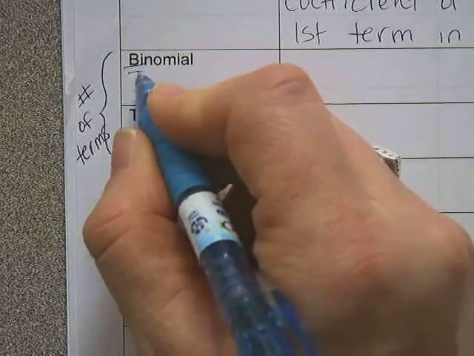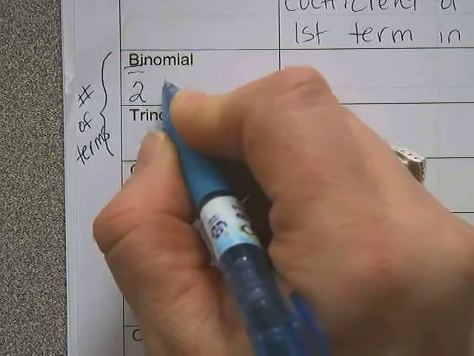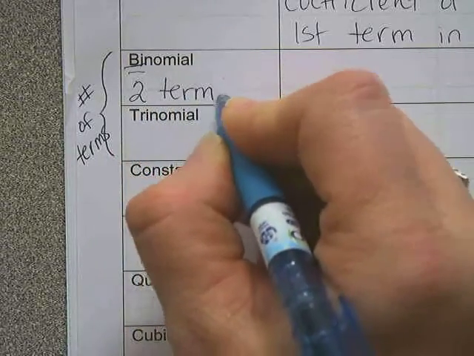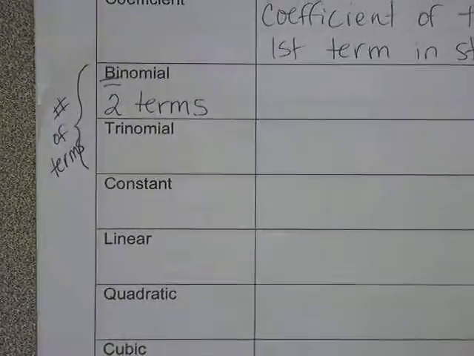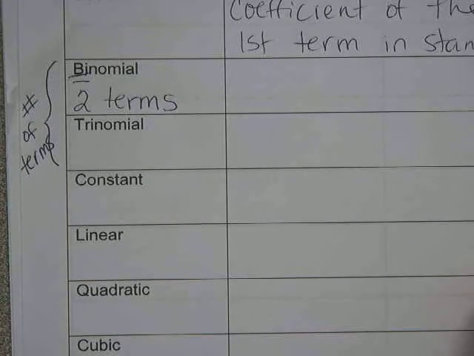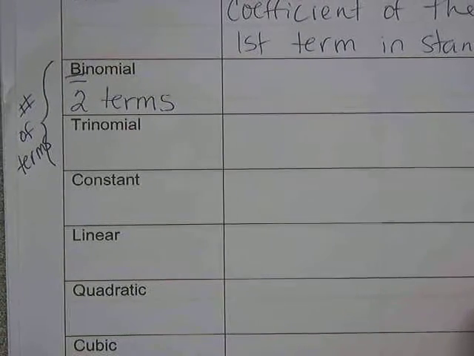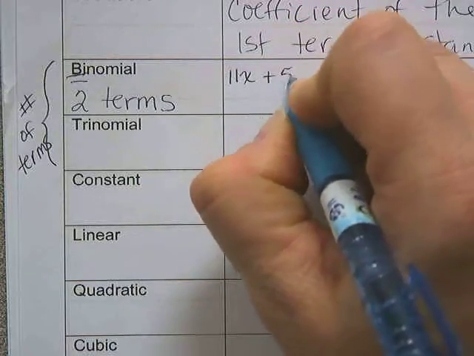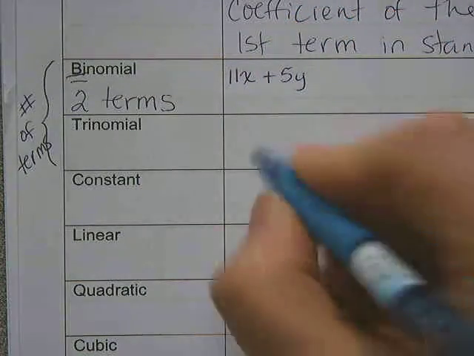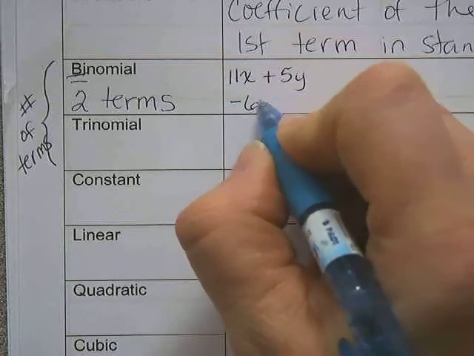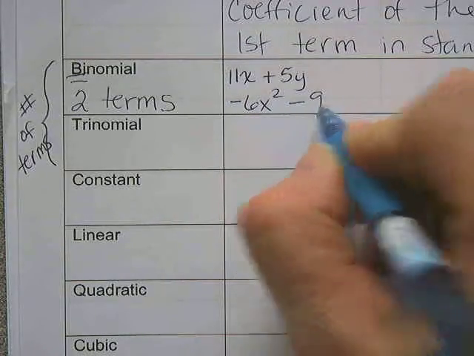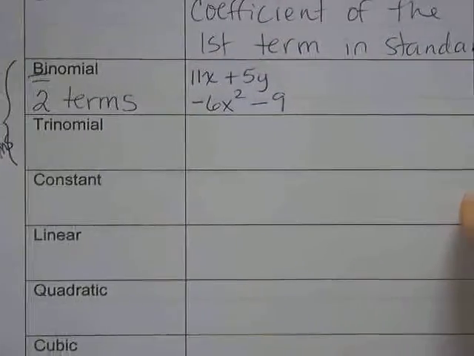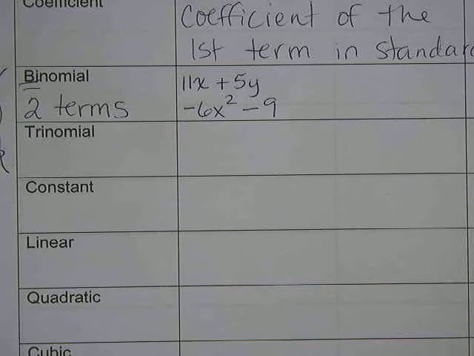So bi means 2. So nomial means we have 2 terms. And remember, a term is separated by addition or subtraction. So examples of binomials would be 11x plus 5y, or negative 6x squared minus 9, where we have 2 things that we are adding or subtracting.